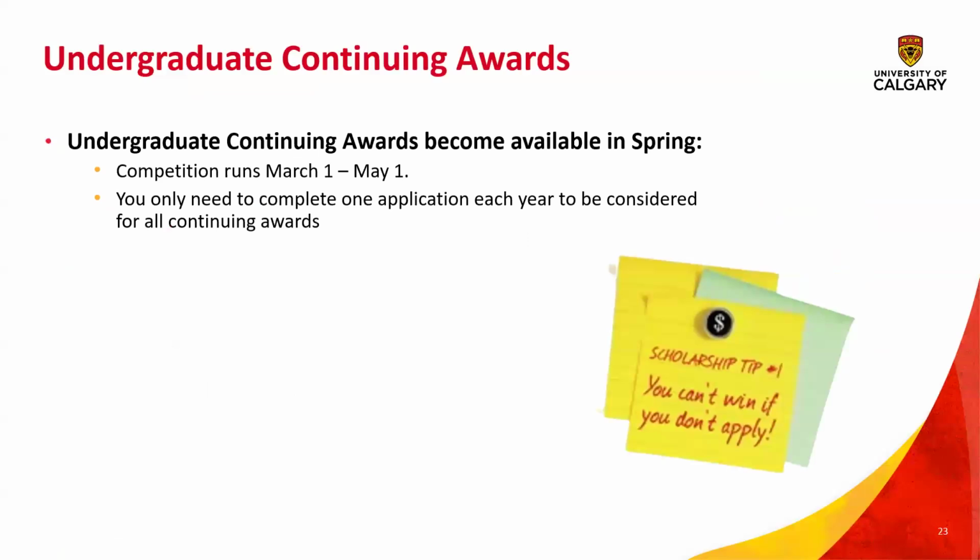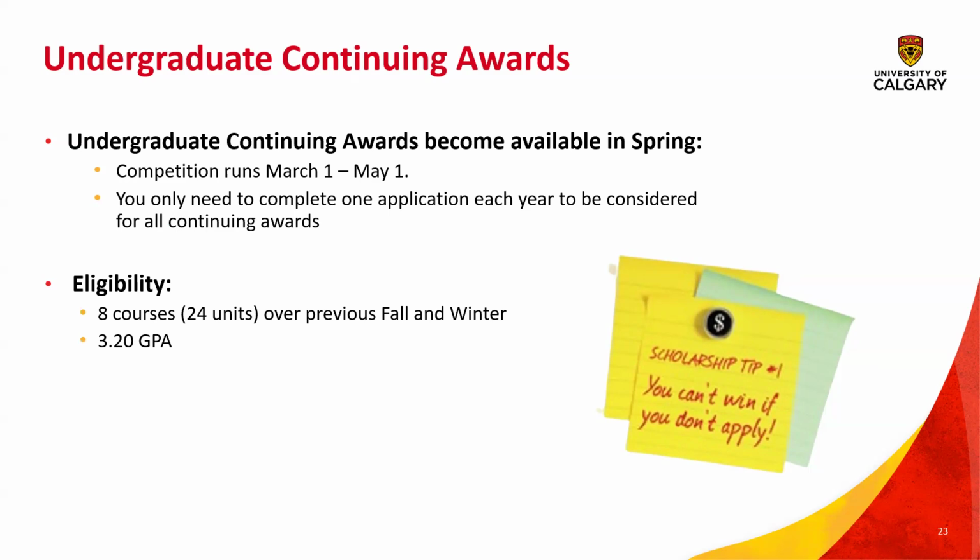Now, after entrance awards, continuing awards are the largest category of funds administered through the University of Calgary. These are intended for students going into their second, third, fourth, or fifth years and are assessed based on the previous year of study. That would be your previous fall and winter terms. Now, the basic eligibility requirements are completing 8 courses or 24 units, or 4 classes in fall and 4 classes in winter, and maintaining a GPA of at least 3.2.